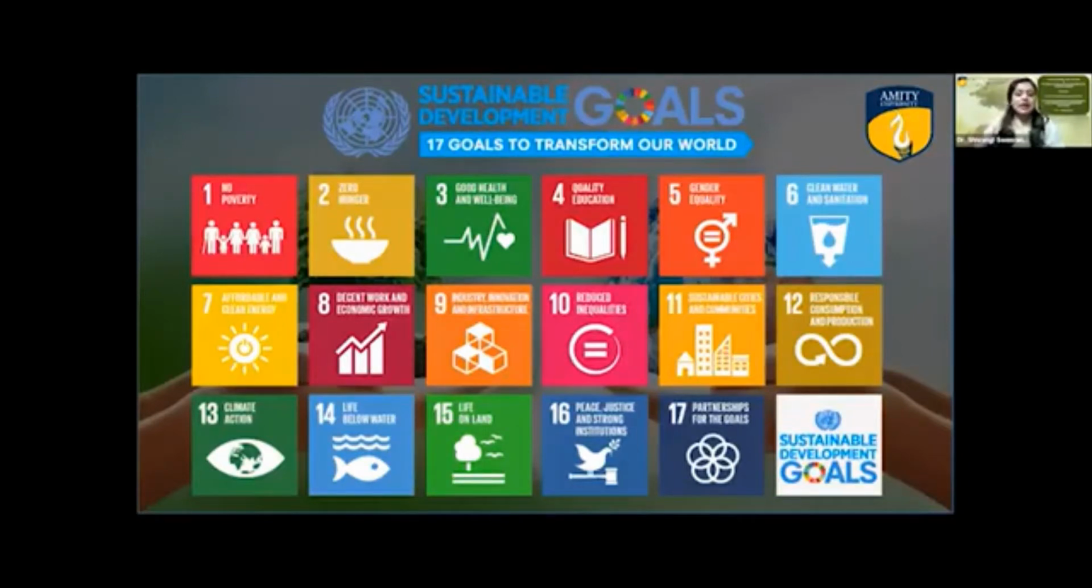SDG 13 is climate action. There is no country that is not experiencing the drastic effects of climate change, and greenhouse gas emissions are more than 50% higher than they were in 1990. Global warming is causing long-lasting changes in our climate system, which threatens irreversible consequences if we do not act on it. Then coming to SDG 14, that is life below water.